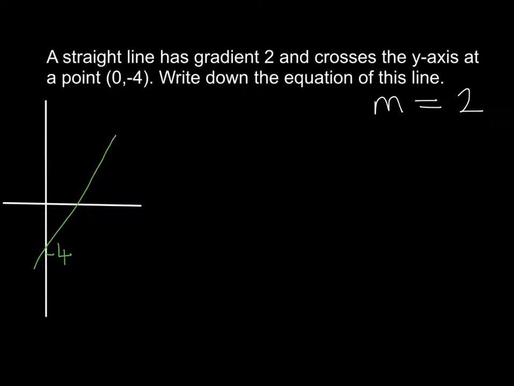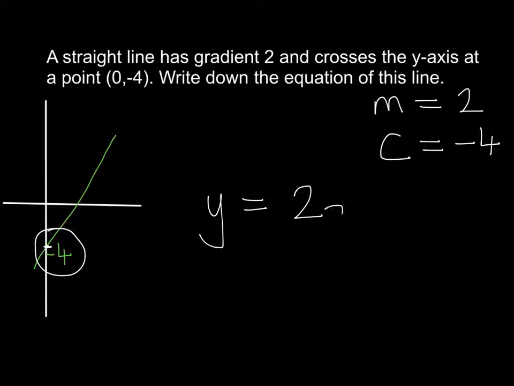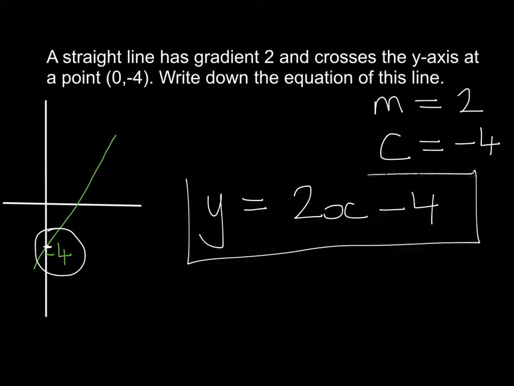We also know that the line passes through the point (0, -4) down here. In other words, it intercepts the y-axis at the point -4. So we know that our intercept constant is -4. And we can simply write down the equation of the line. It must be y equals mx plus c, which is y equals 2x minus 4. And that's the equation of that straight line.